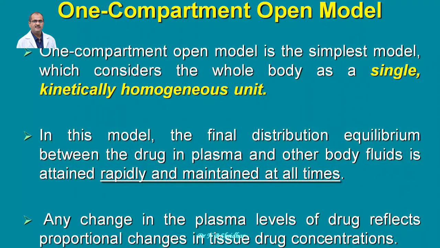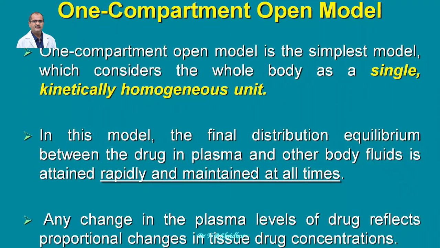One compartment means the entire body is taken as one compartment, a single kinetically homogeneous unit. In this model, the distribution equilibrium between the drug in plasma and other body fluids is attained rapidly and maintained at all times. It is assumed that immediately after giving the injection, the drug will distribute throughout the body very fast and be maintained at all times. That's one of the important criteria here.